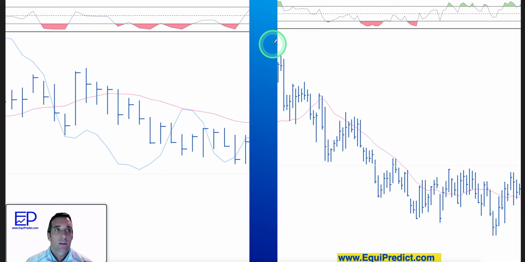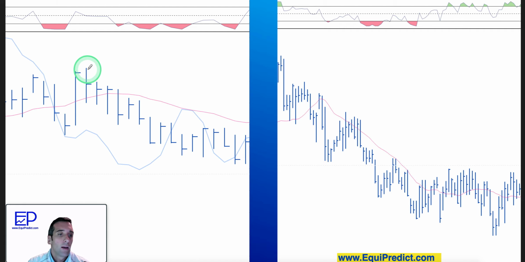I would suggest watching the entire video. We're going through a few of these different screens, and they go in time sequential order. The first screen is a long setup, meaning buying to hold. The second screen we're going to review is a short setup. The third screen is another long setup, and the fourth screen is where we are today and what the EquiPredict model tells us, as well as what the stochastic RSI is telling us. So with that, we'll hop right into it.